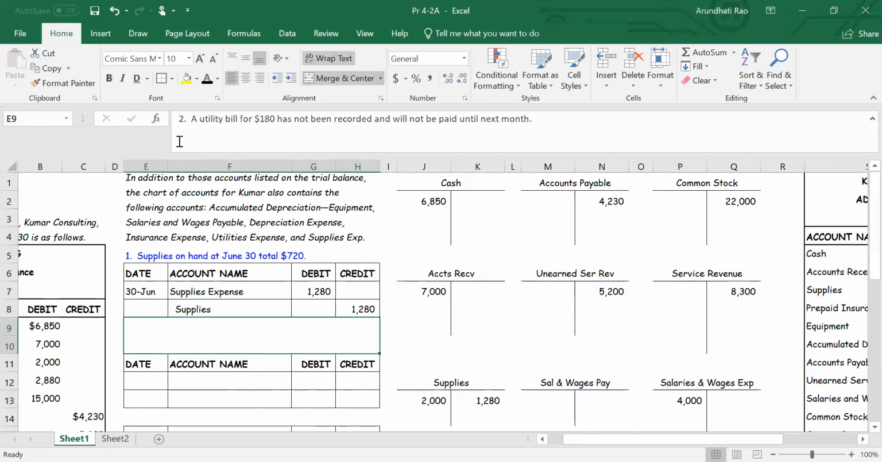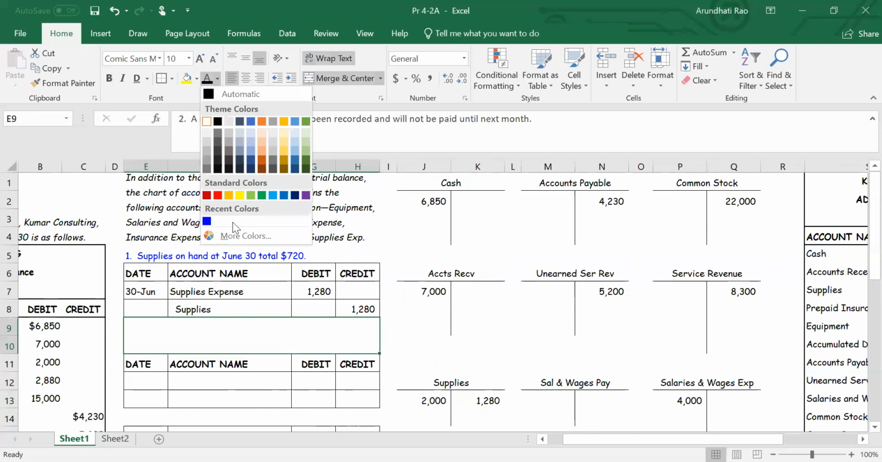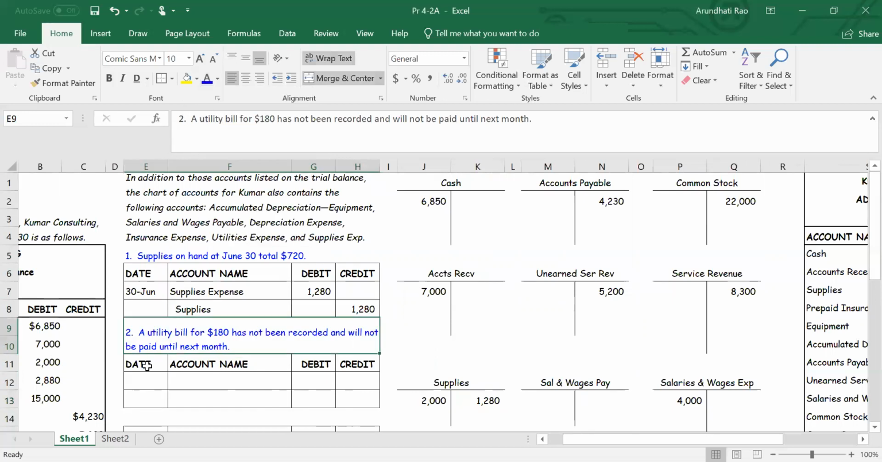Let's look at the next one. In the next one, we are told a utility bill of $180 has not yet been recorded and will not be paid until next month. So the question is, do I need to do anything right now? The answer is yes, because I got the benefit from that service from an outside party in this month. Therefore, it's an expense for the current month. So again, I'm going to write June 30th as a date.